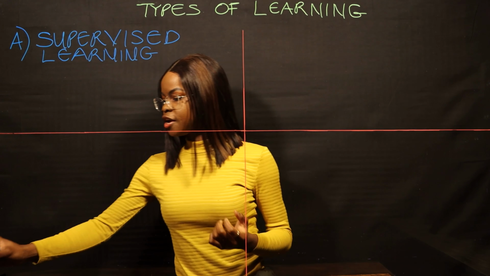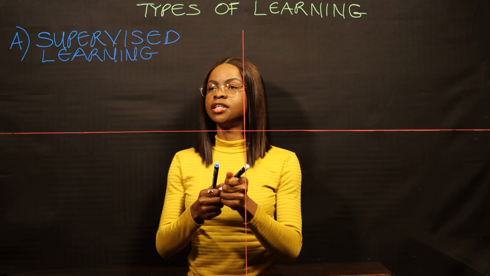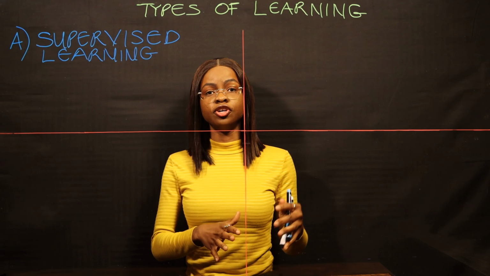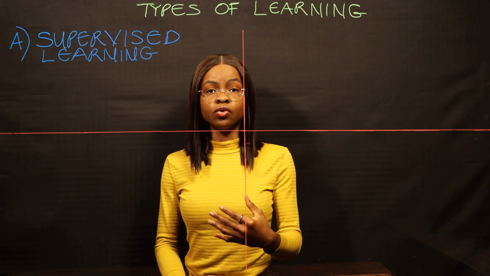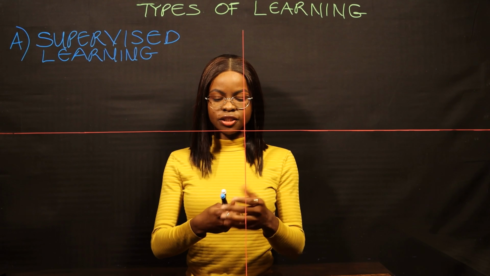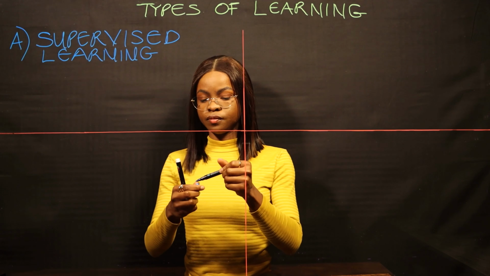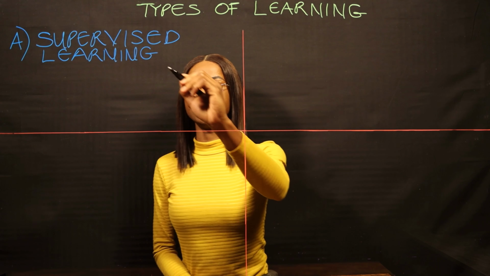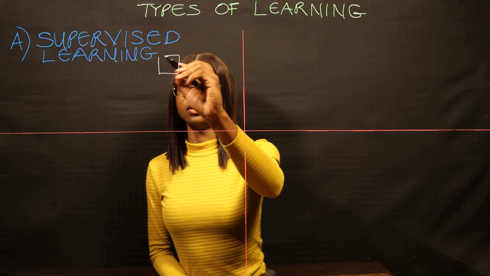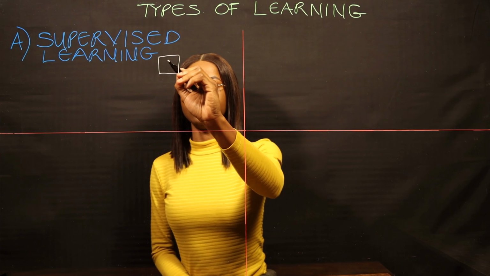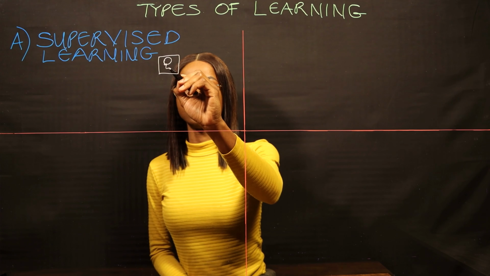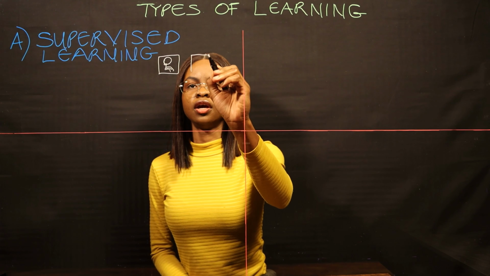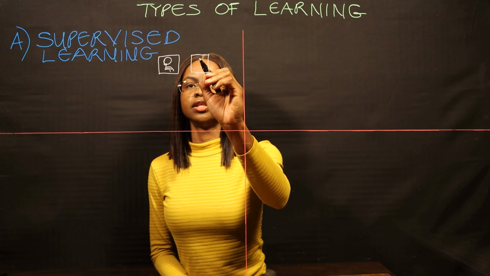Supervised learning. Let me explain before I write it. Supervised learning is a type of learning where we train the model with labeled data. So, for example, this is our data set. This is an image of a dog, and then an image of a cat.